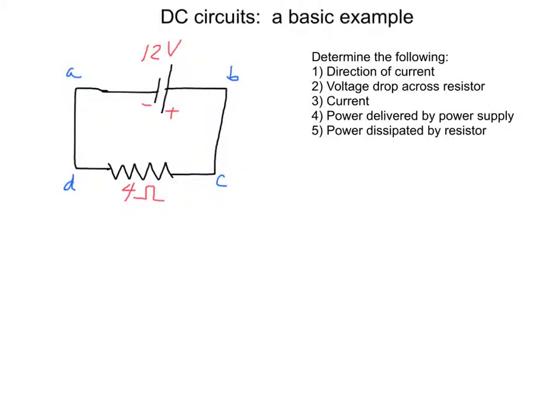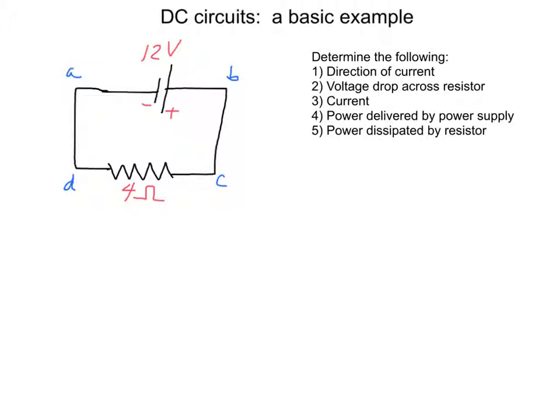Hi everyone. In this example I want to illustrate some basic principles of DC circuits. So in this example we have a 12 volt power supply. There's the low potential terminal, there's the high potential terminal. That is connected with a zero resistance wire to a 4 ohm resistor. That in turn is connected by another zero resistance wire to the low potential terminal of the power supply.